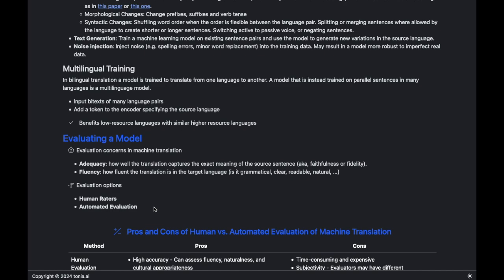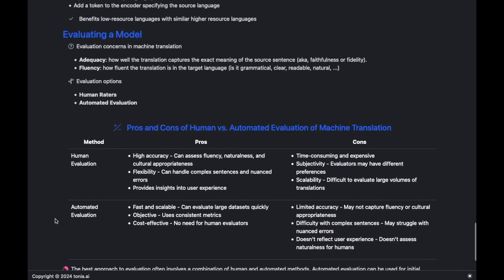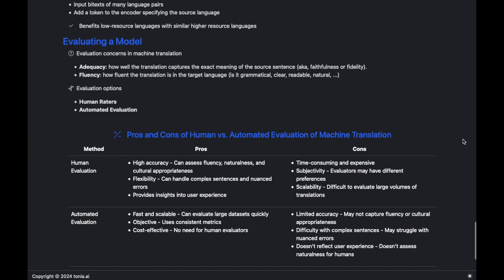A couple of options you can look at. One is to have human raters. So that would be what has been going on since before we had models. Having human raters look at different translations and make the determination if that was a good translation or not. But then, of course, we also want to look at ways that we can do automated evaluation to look at the performance of a model. So I have posted here some pros and cons of human versus automated evaluation in machine translation.